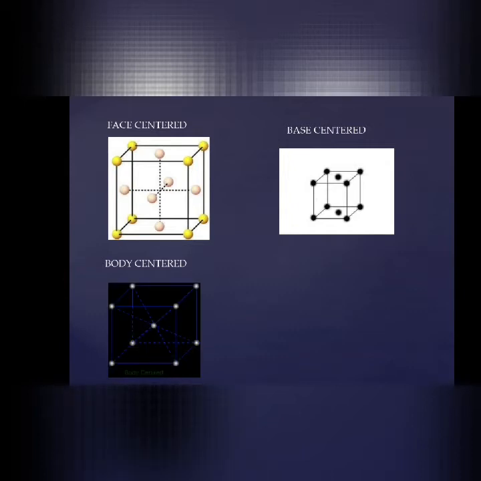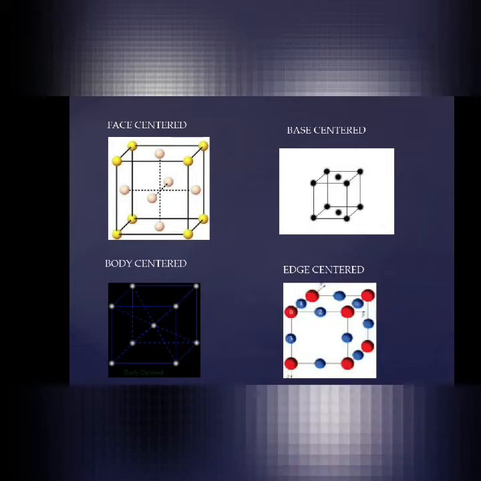In a body centered unit cell, atoms reside in the corner positions of a unit cell as well as in the center of the cell. This is known as the body centered unit cell. And another one is the edge centered unit cell. In the case of an edge centered unit cell, atoms reside in the corner positions as well as the edge positions, which are the edges I told about in the previous video.